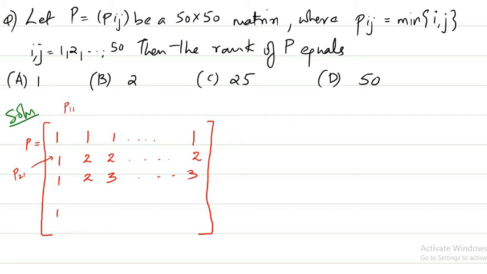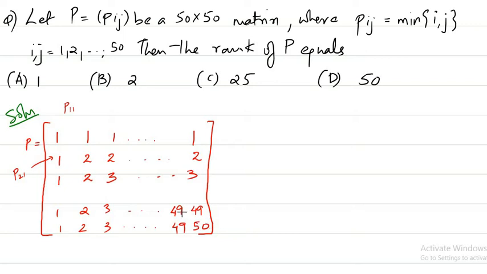In that fashion, when you complete, look at the second last row. We'll have an entry P49,49, so the minimum is 49. Next is P49,50, the minimum of 49 and 50 is 49. The last row: the 50th row, 49th column, the minimum of 50 and 49 is again 49, and the last one is P50,50. The minimum of 50 and 50 is 50 itself. So this is our matrix.